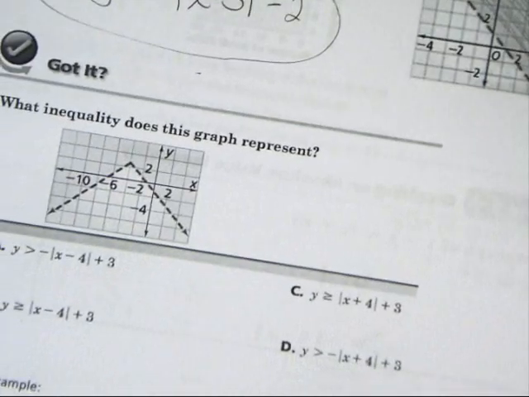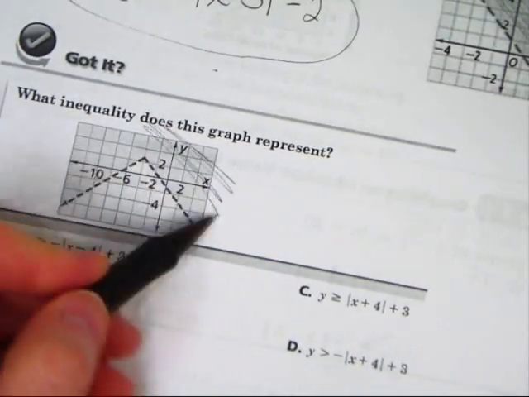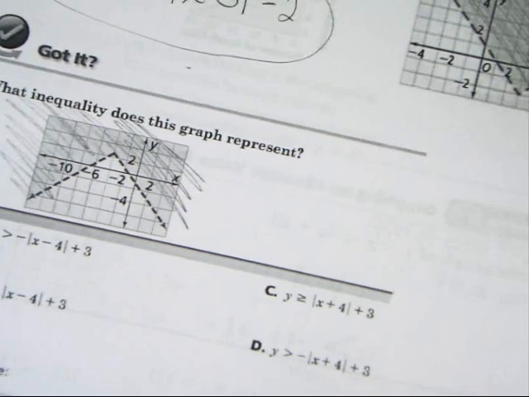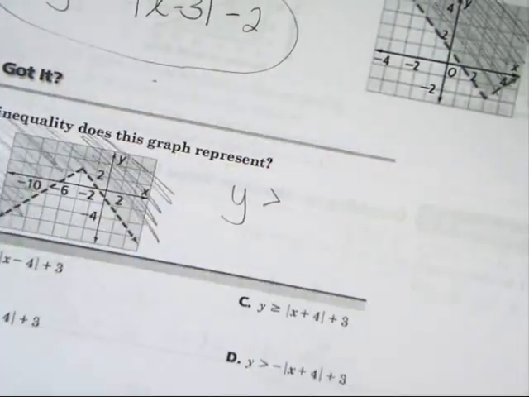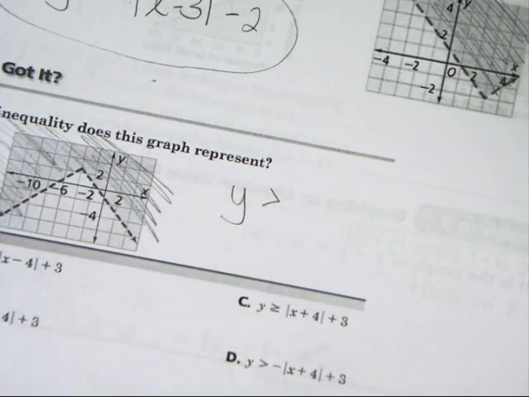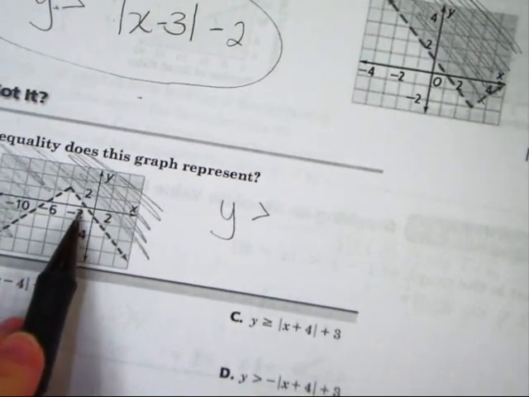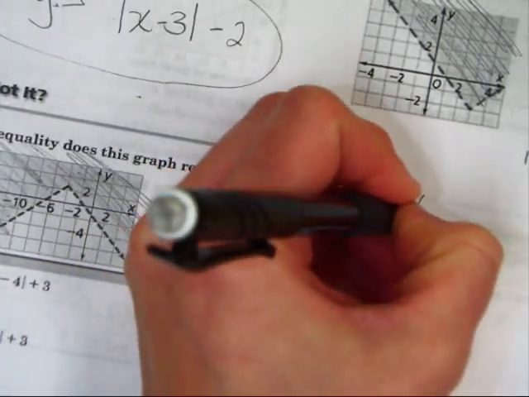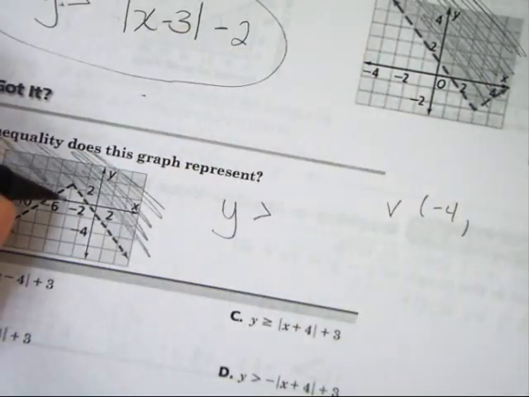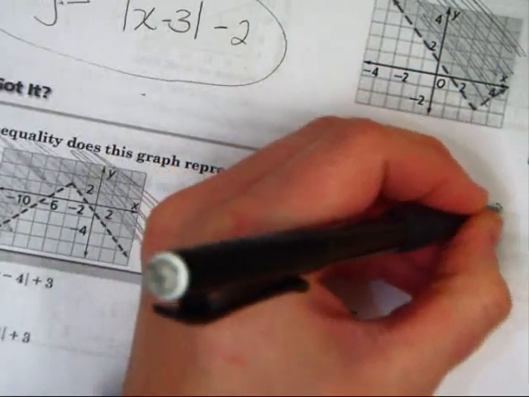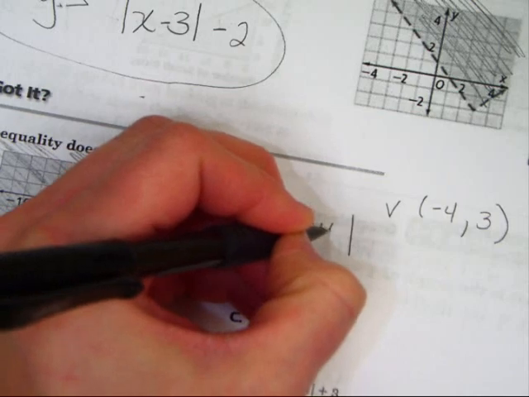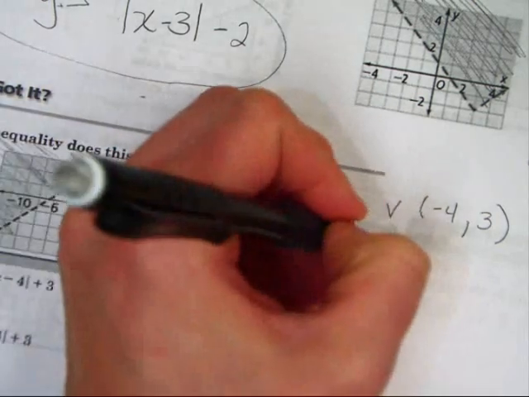The next one is the same type of idea. You should notice that it is shaded above. See it? Shaded above. We're going to have y is greater than. It is not a solid line, so I will not use equal to. The vertex is at over negative 4. Vertex is at negative 4 up 3. So when I put my absolute value symbols on here, I'm going to do x plus 4 because it's opposite, plus 3 in the back.